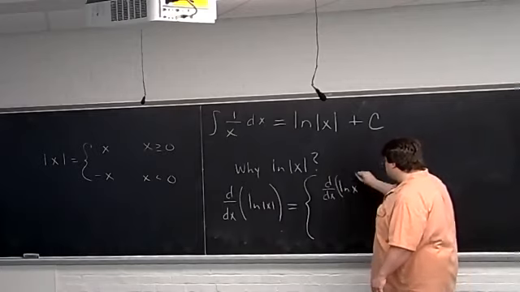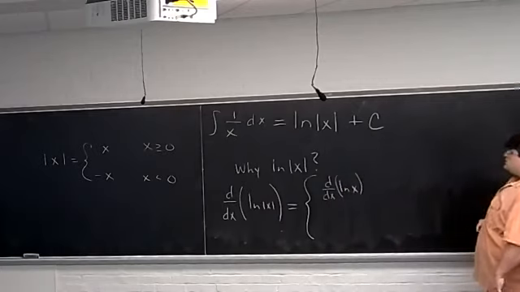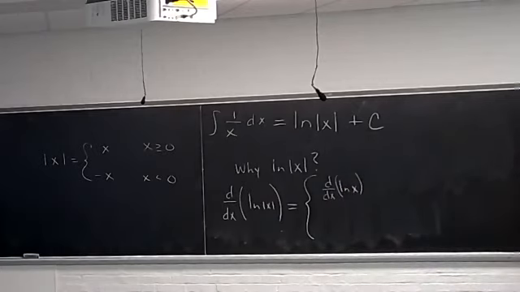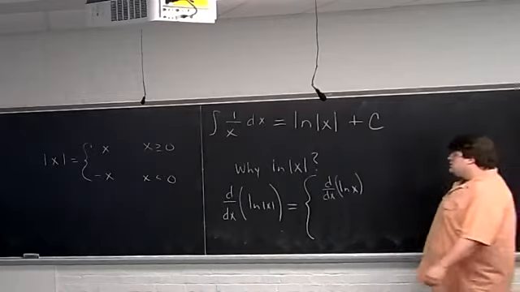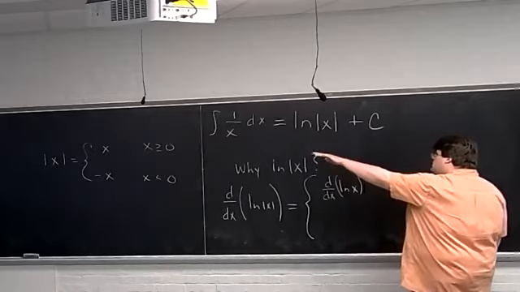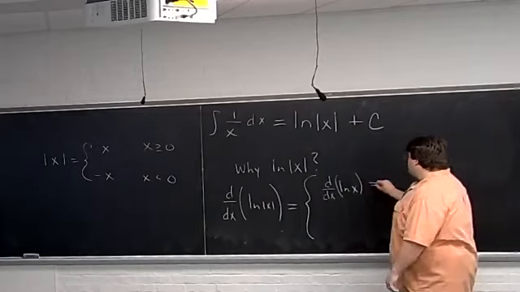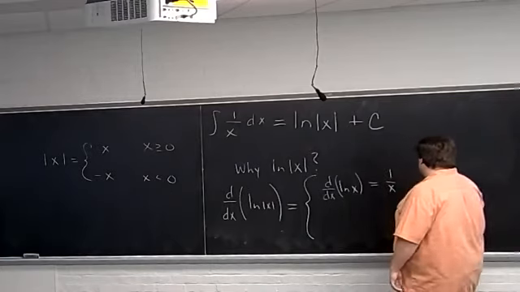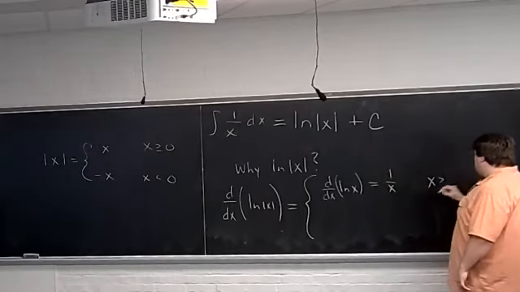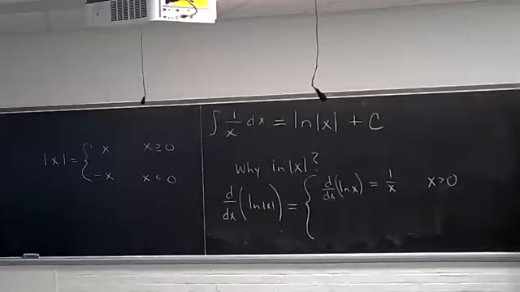For this piecewise function, the first piece will be for the positive side. On the positive side, absolute value of x is x, so log of absolute value of x is log x, and the derivative of that is 1 over x. And that's for x positive. What about for x negative?